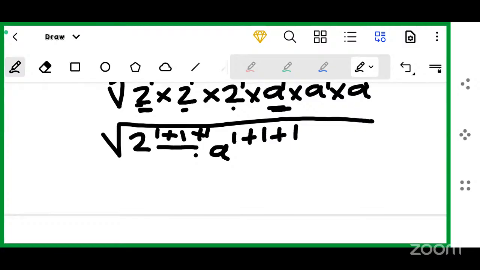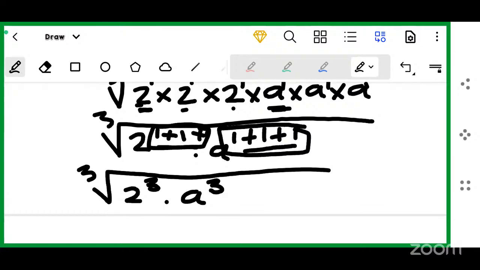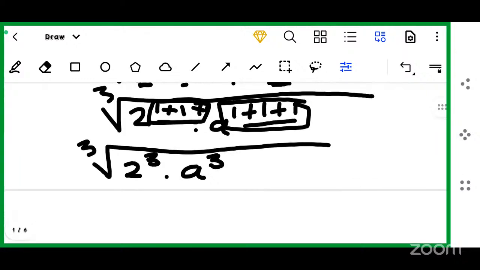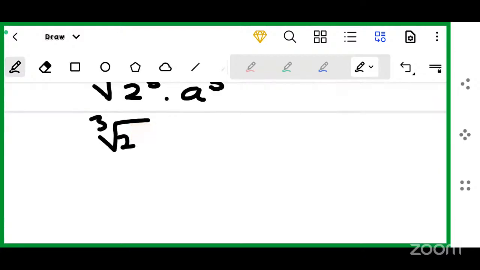We can just add the exponents, and then we're gonna have our cube root of, I'm forgetting to write the 3, cube root of 2 to the power of 3, and then multiply by a to the power of 3. So we just added these ones and this one. So now what we can do, this is similar to us saying root of 2 to the power of 3, to the power of 3 multiplied by root of a to the power of 3. There we go. So now what left to do?